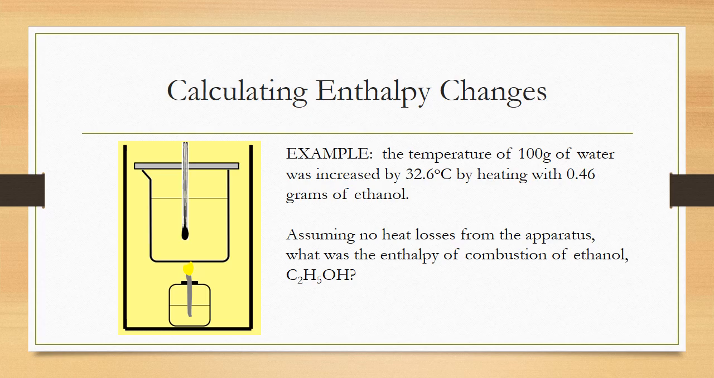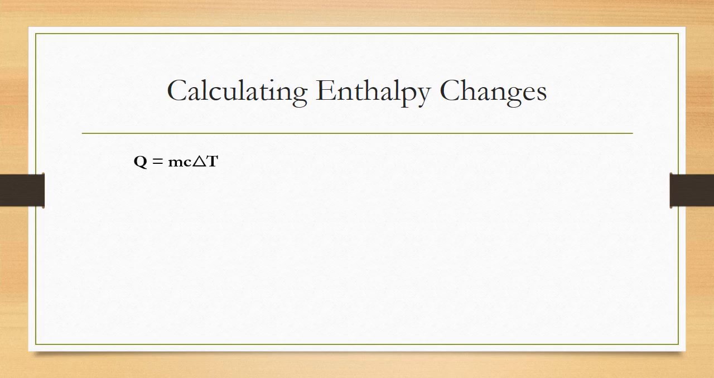So hopefully you have an answer. We have an equation to start off with. We've given you the equation Q equals M times C times delta T. So do we have the mass? Do we have the specific heat capacity, which I should have really given you, bad for me, and delta T?